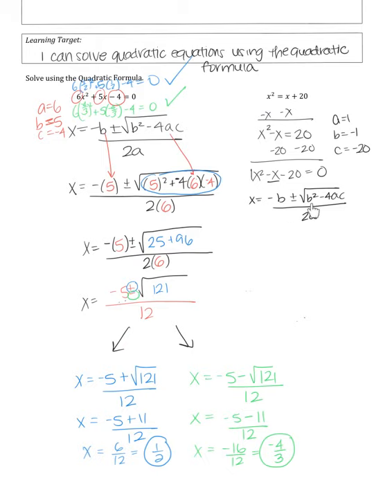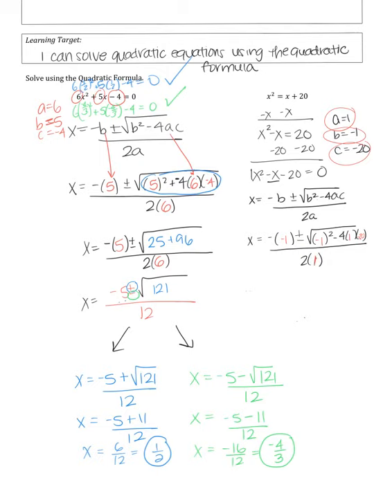Let's write it out with parentheses for each of the a, b, and c for easy plugging in. All right, our first thing is negative b. b is negative 1. Remember those parentheses? Make sure you include them. Next we've got b squared, so we're going to put in negative 1 squared. Then we've got a is equal to 1, and c is negative 20. All over 2a, 2 times 1.